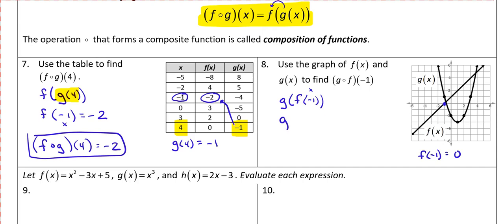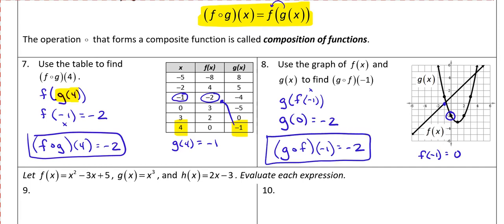So we plug 0 into g. We replace f of -1 with 0. We say, okay, what is g of 0? Well, go to the g function and find where x is 0. That's right there, the value. That's also going to equal -2. So we would say that g of f of -1 equals -2.